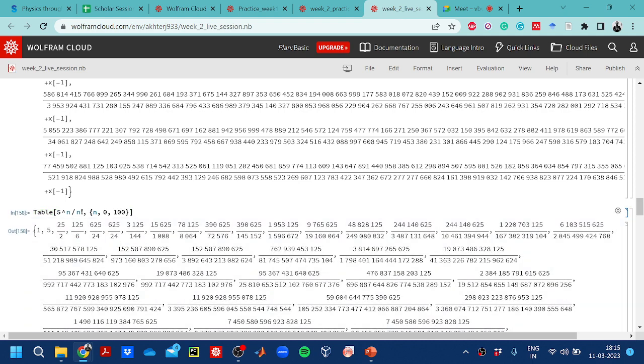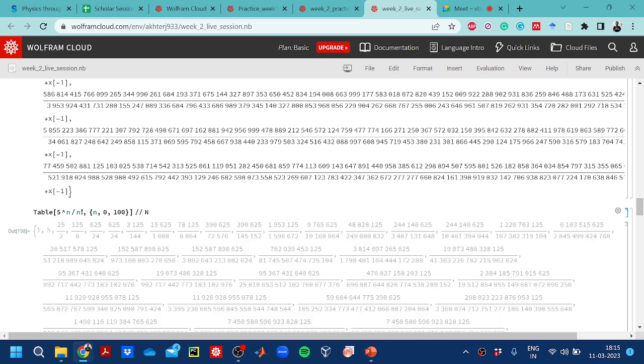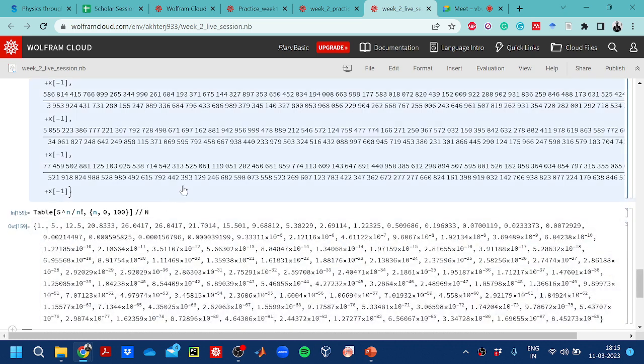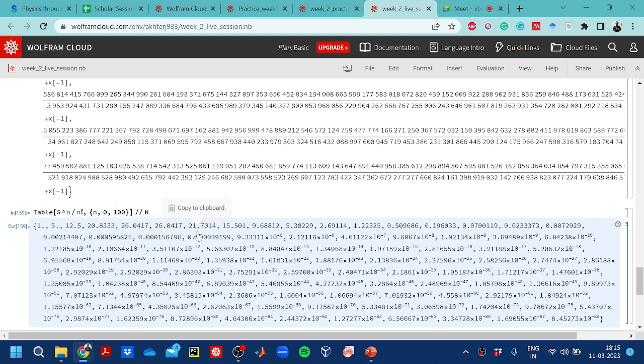Yeah. So this is the element in the expression of exponential of 5. So if we want to see this rational number, these are the values that we will get. Now, in this way, we can use the table function to generate exponential of 5 or any exponential.